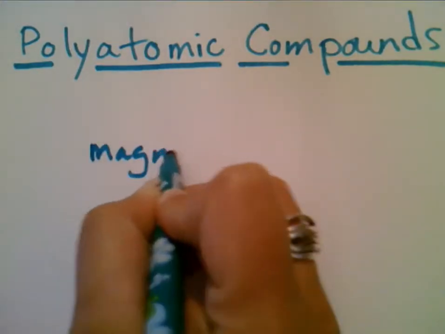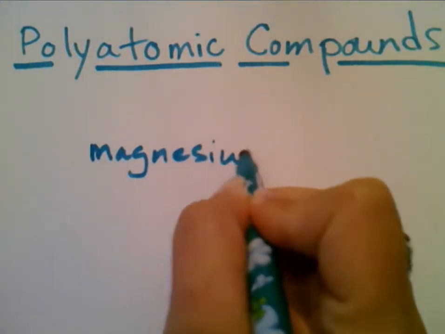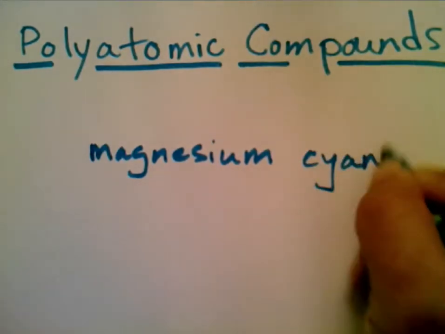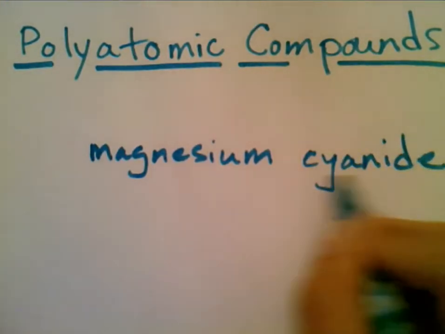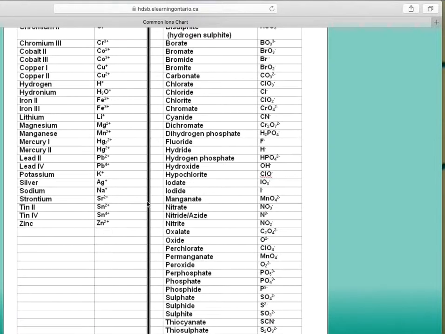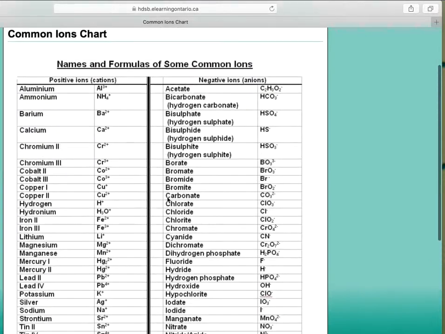So you're given magnesium cyanide, and you need to try and find the formula for that. Now, I know that cyanide is not a typical element from the periodic table. It must be a group, which we call a polyatomic group. So do I need to memorize those? No. You have a resource to refer to, and it looks like this. It's attached in the lesson.